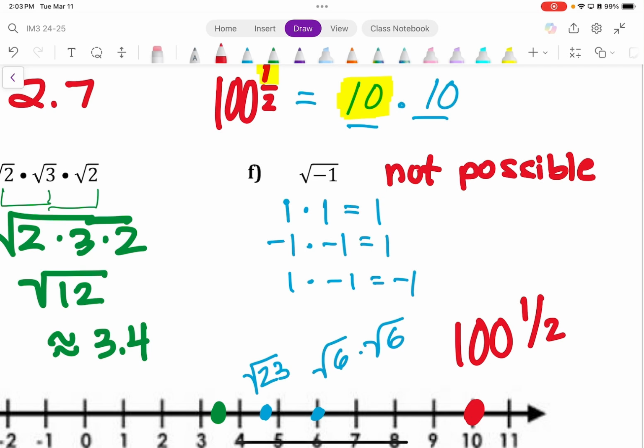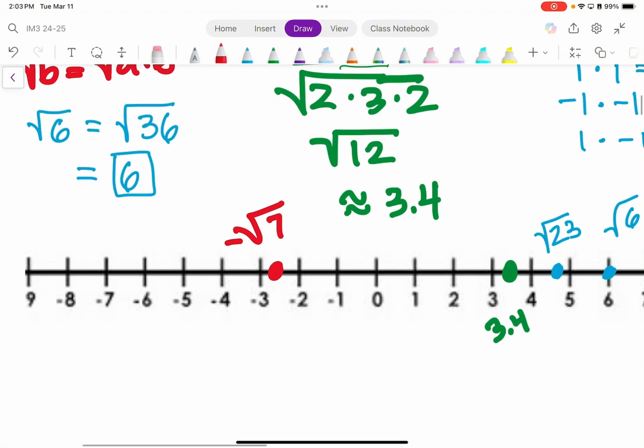Now, just because it's not possible right now doesn't mean it's not possible ever. I'm going to make it possible for you guys in about 10 minutes from now when I introduce to you guys negative square roots. But for right now, in this warm-up, it is not possible. Okay? All right, so let's jump to some guided notes. I hope you guys have your perfect squares written down somewhere because we will be referring to those in just a second.